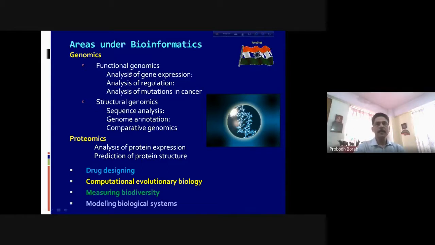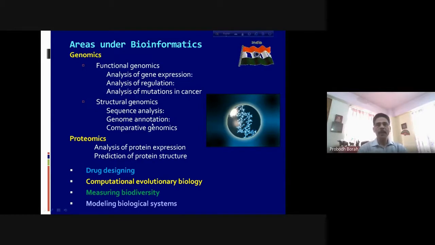Genomics can be divided into two aspects: structural genomics and functional genomics. As we discussed earlier, the variability in living systems can be partly explained by variation in the structure of the genome, or the variation in the nucleotide sequence of the genes and genome. That part is covered under structural genomics. So it is related to sequence analysis, genome annotation, and comparative genomics. I think I need not explain sequence analysis. Already you know about it.